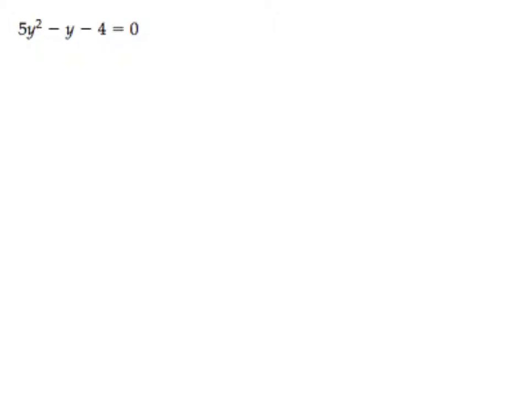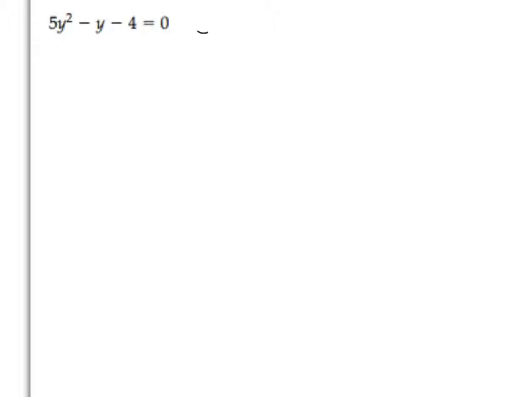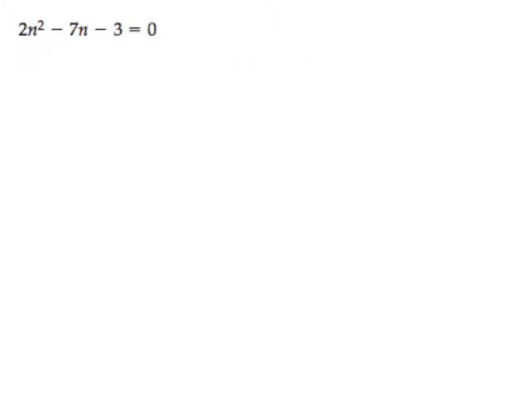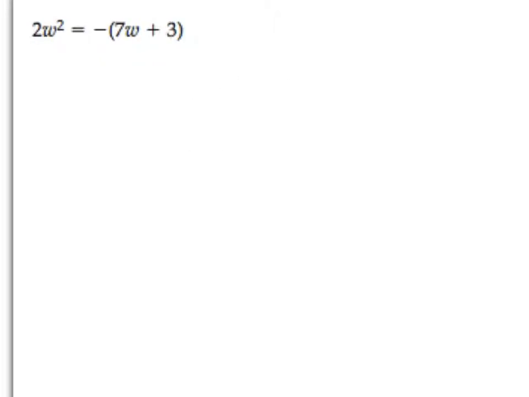Same with this slide, 5y squared minus y minus 4. The answers for this one will be negative 4/5, and the second answer will be 1, if you guys want to try this one by yourself as well. The answer to this one is negative 0.4 and 3.9, so go ahead and try this one by yourself. And lastly, this one, the answer is going to be negative 3 and negative 1/2. So those are all just practice problems if you guys would like to practice.